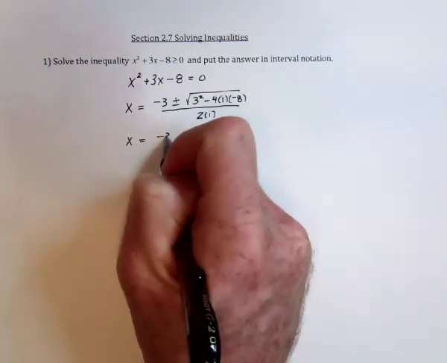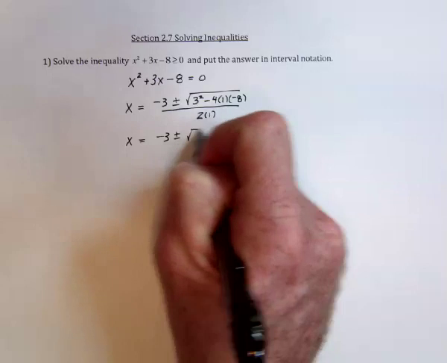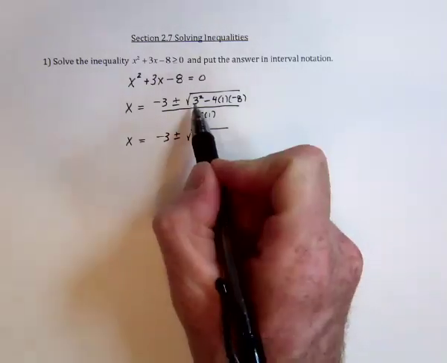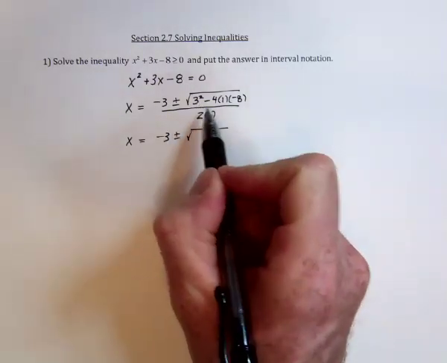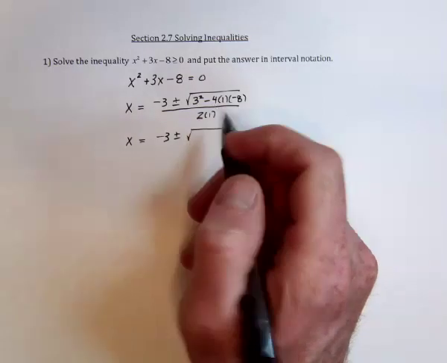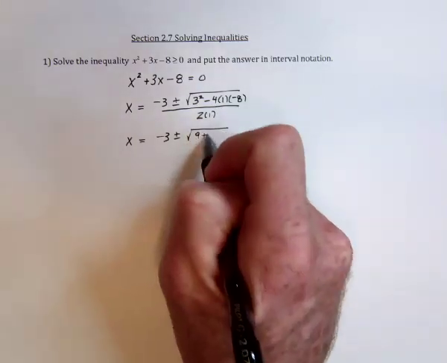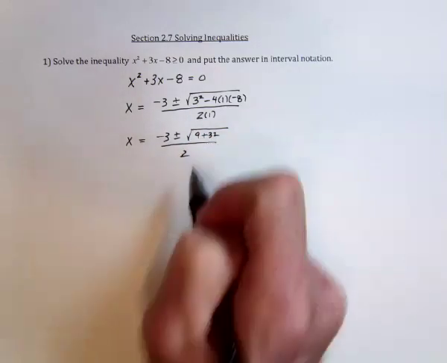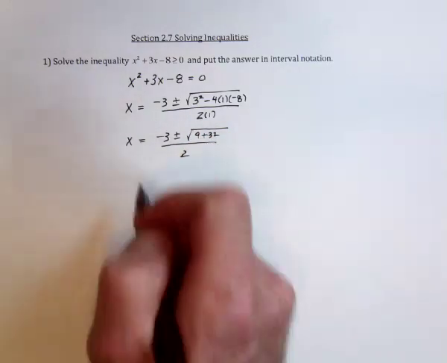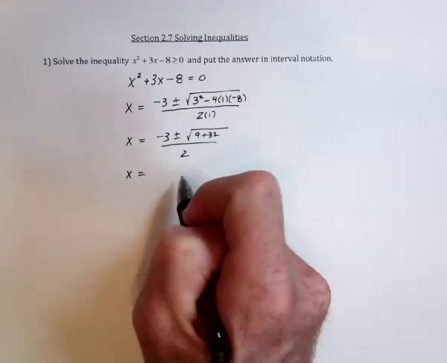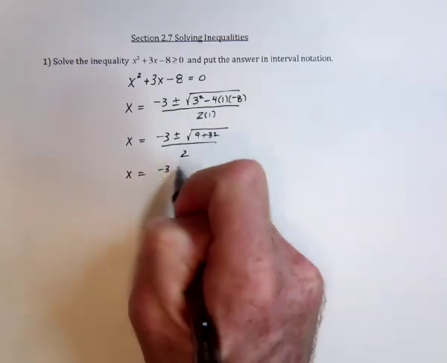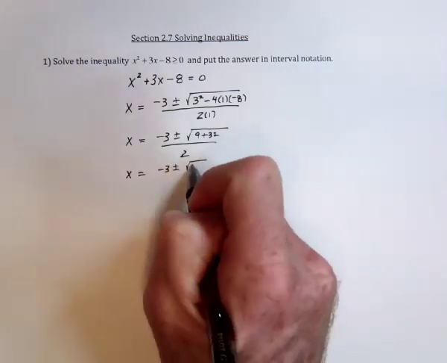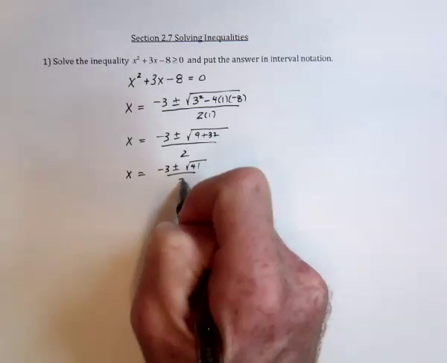So we've got negative 3 plus or minus the square root of, well, this is 9, and this is going to be a positive 32. So we've got 9 plus 32, and then find the decimal answers. So we're going to have negative 3 plus or minus the square root of 41, divided by 2.